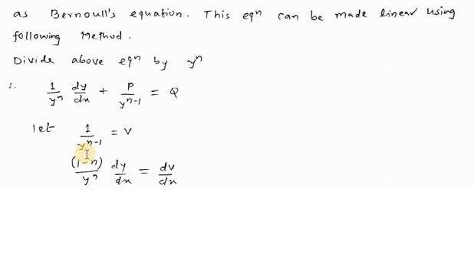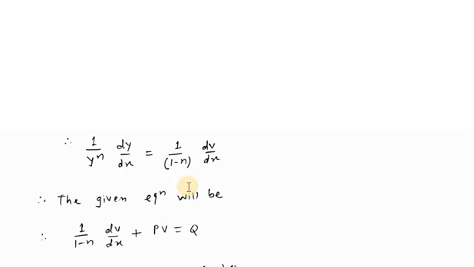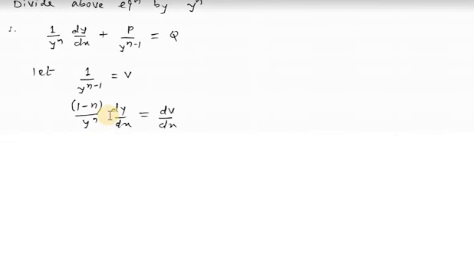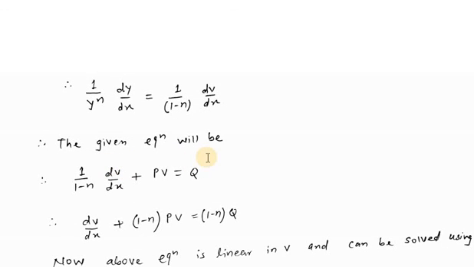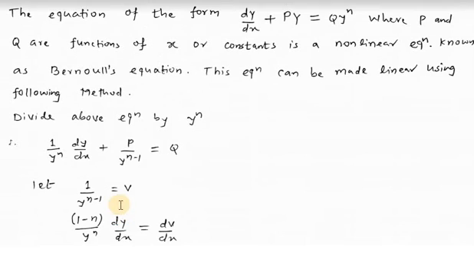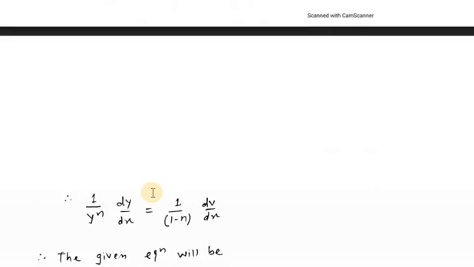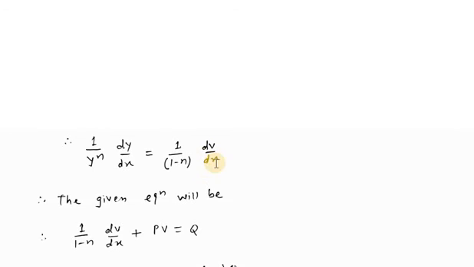And y is a function of x. So again we have to differentiate y with respect to x. So it will become dy by dx, and that is equal to dv by dx, right? So from here we have 1 over y raised to n into dy by dx equal to 1 over (1 minus n) into dv by dx. So the given equation will be 1 over (1 minus n) dv by dx, right? Replacing 1 over y raised to n dy by dx by 1 over (1 minus n) dv by dx.